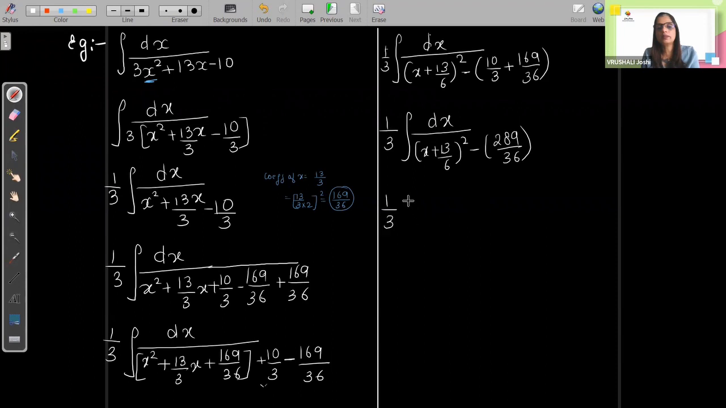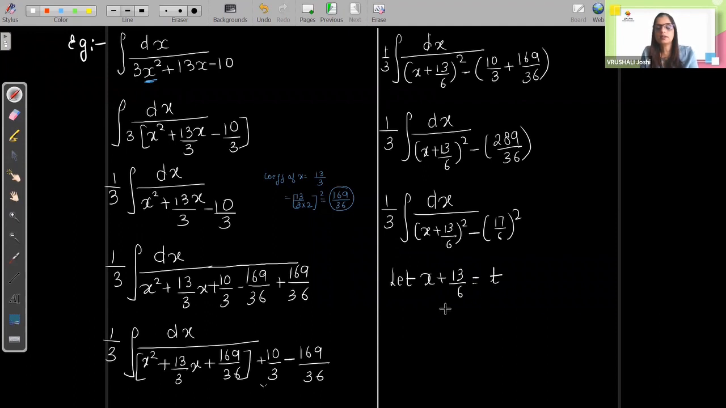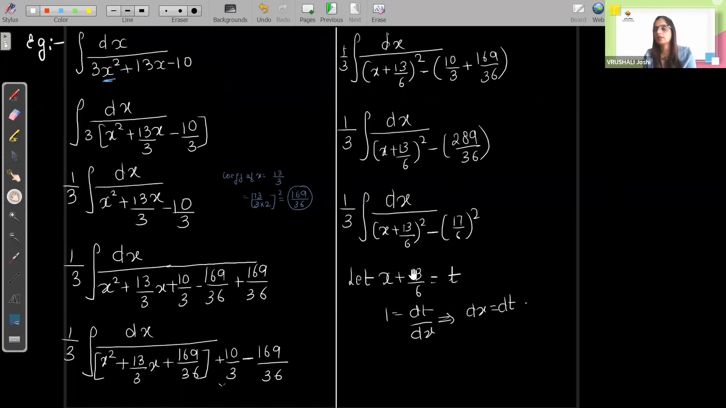So it's going to be 1 by 3 integration of dx by x plus 13 by 6 the whole square minus 17 by 6 the whole square. So now this becomes what form? This is x square minus a square. So वापस what we'll do? We'll say let x plus 13 by 6 equals t. That means 1 is equal to dt by dx. This will imply that dx is equal to dt. Correct? Are you guys getting it? काफी आसान हो गया अभी तो मेरे ख्याल से. I think you guys have got the hang of it. कुछ करने जैसा है नहीं यहाँ पर.